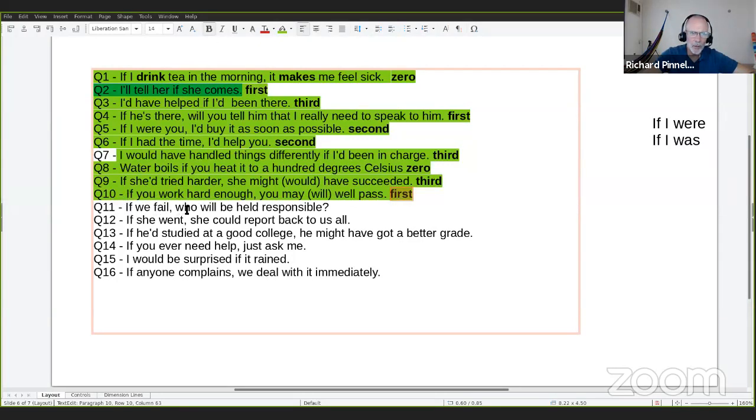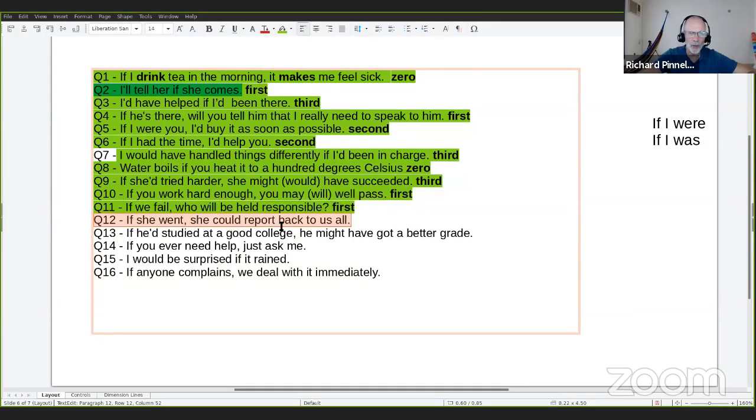If we fail, who will be held responsible? Question 11. If you're answering in the chat, you need to put the question number. The first. If we fail, yeah, the first conditional, very good. If you're answering in the chat, you need to put the question number because there's a delay in the chat, so I don't know actually what question you're on.